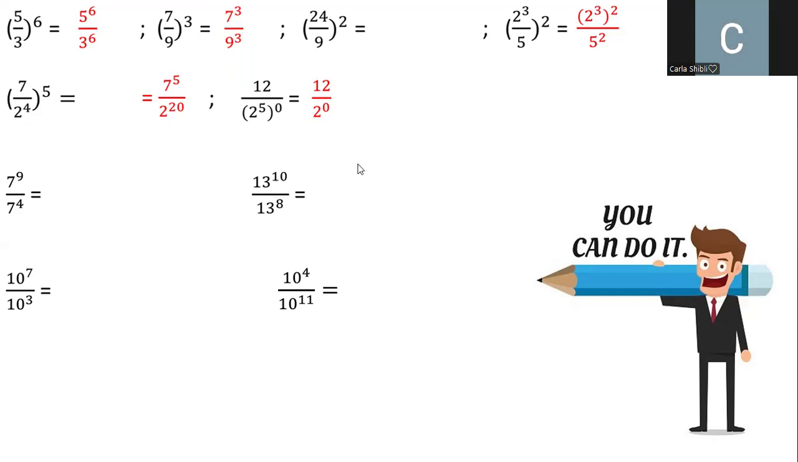Now I have 24 over 9. I have the fraction 24 over 9, all of it squared.